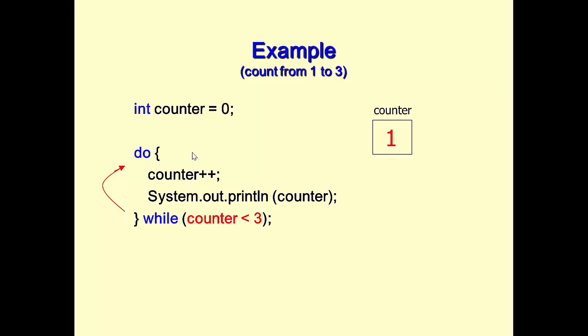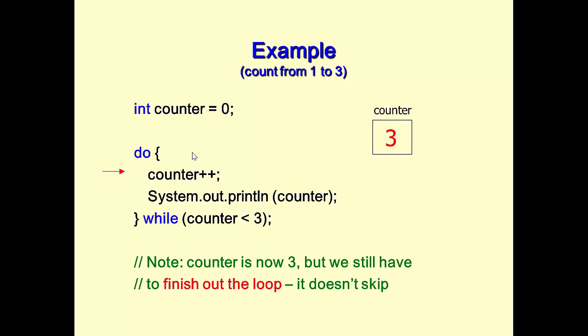Now if you notice, our test to continue here is at the bottom. So we say so long as the counter is less than 3, we're going to go back to the top of the loop. What do we do inside the loop? Well, we have counter plus plus, so counter is now 2. So we system.out.println counter, which is going to print a 2 to the screen. We do our test to continue, and you can see that it is still true, right? So 2 is less than 3, so we go back to the top of the loop.